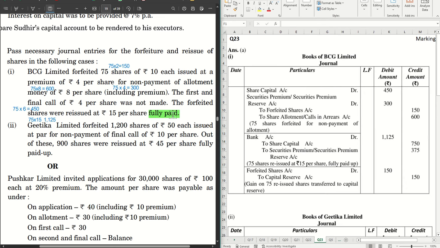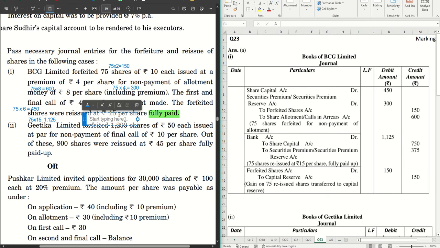Now fully paid means that these are considered as rupees 10. These values are at 10 and the issue at 15, that means rupees 5 is the premium. Do not consider this with the 6 rupees which has been called, that we did here, 75 into 6. These have been converted into fully paid shares. That means these shareholders will not have to pay the call money which is not called on the other shares.